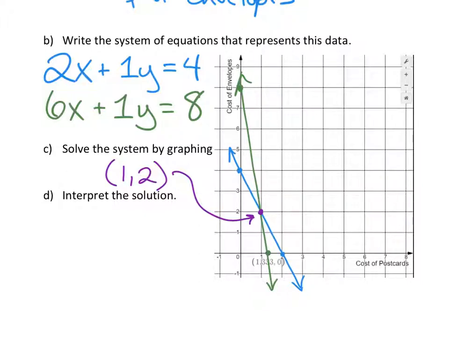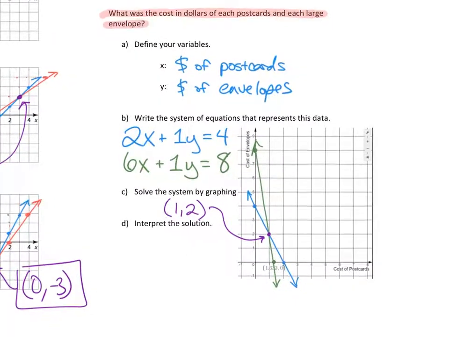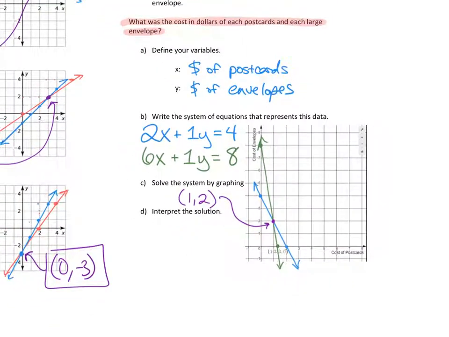Now we're not done though, because this question didn't ask me for the coordinate of the solution. It asked me, actually, if you reread the question, what was the cost in dollars of each postcard and large envelope. Well, if this is the solution set, what does this coordinate 1, 2 tell me about postcards and envelopes? The price. We said that X was representing what? The cost of postcard. So how much is a postcard? $1. How much is an envelope? $2. That's why we have to label our stuff, because we're going to forget what's what.